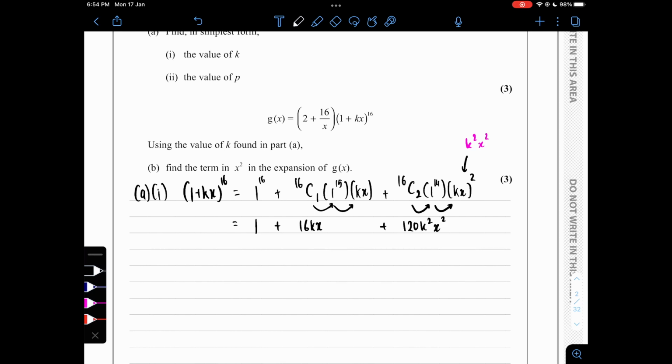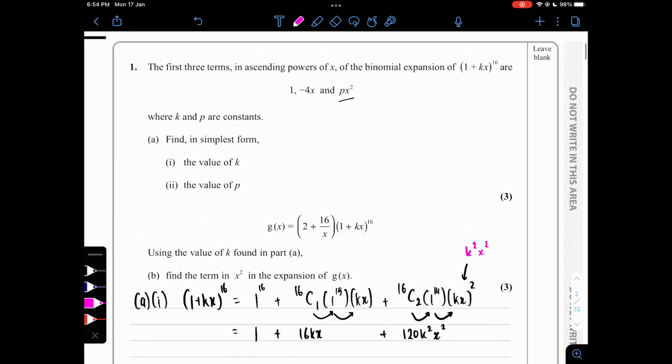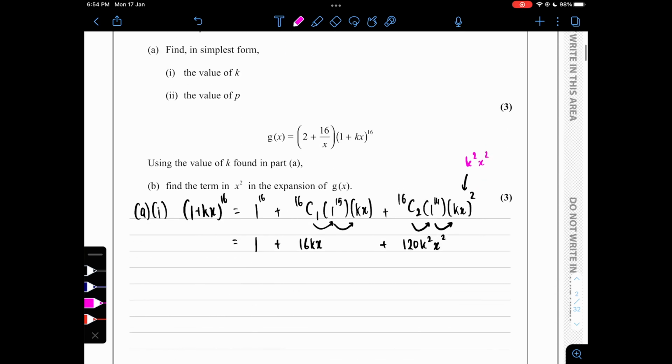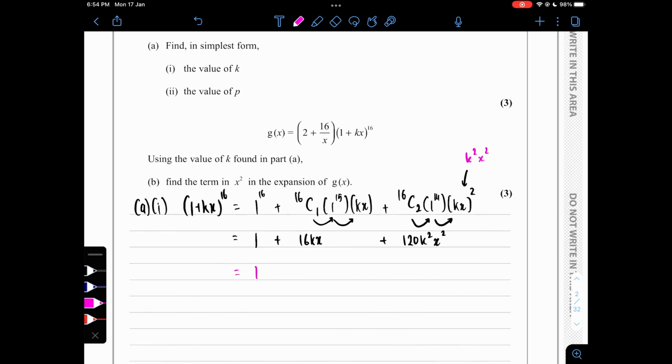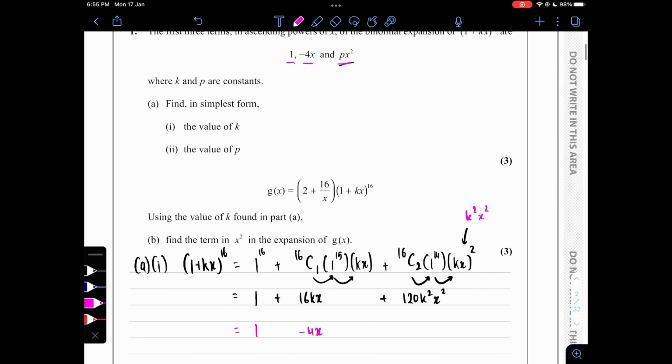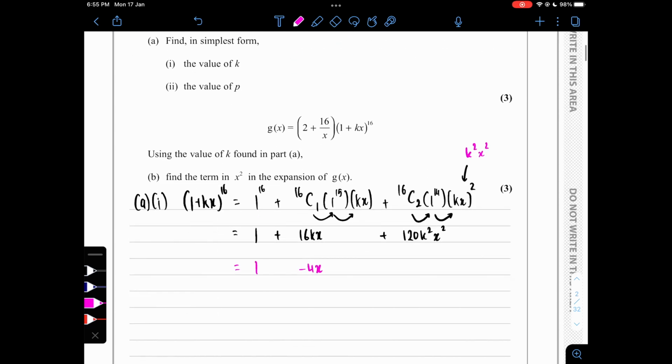Now, what is this equivalent to? You can see over here, 1 minus 4x and px squared. So we can just write them. This is equivalent to 1, and it's minus 4x, so I'm just going to write minus 4x, and that is px squared, so that's just plus px squared.